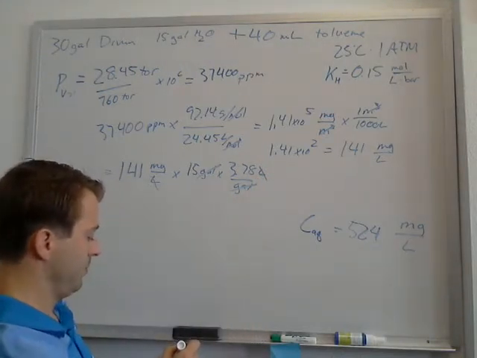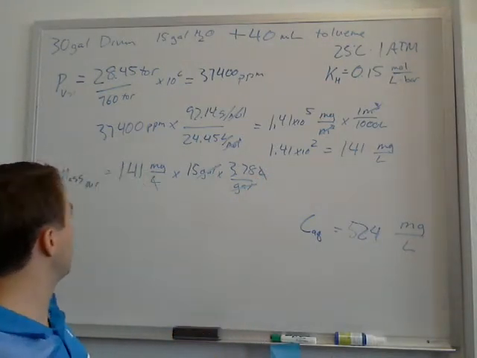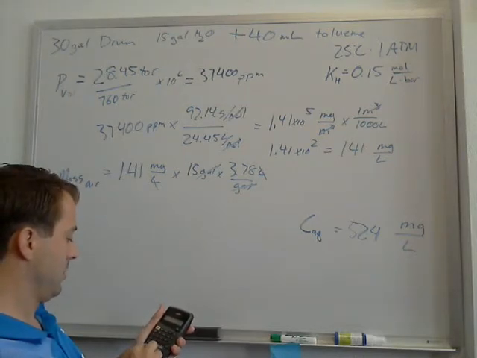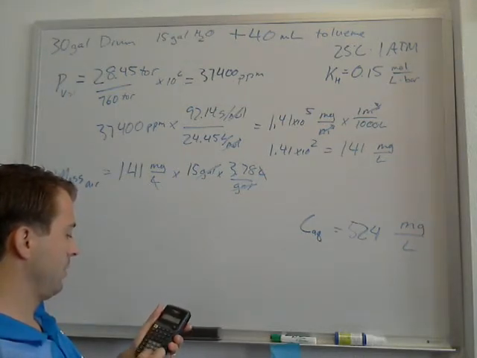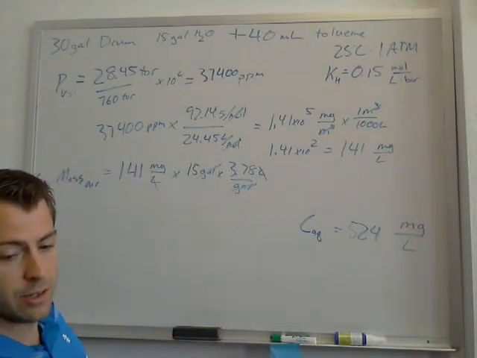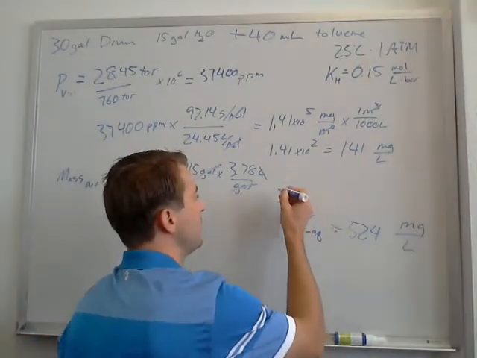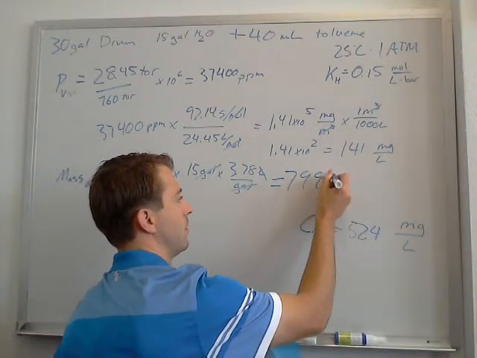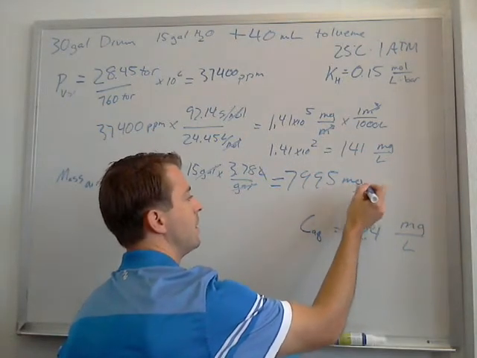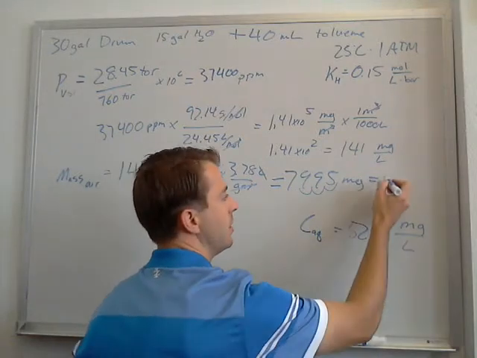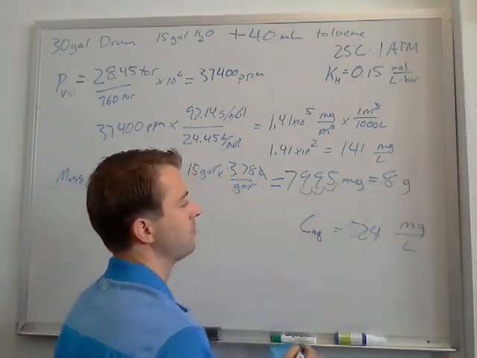And so what does that come out to? 141 times 15 times 3.78. So that comes out to 7,995 milligrams, which is also basically equal to 8 grams, right?